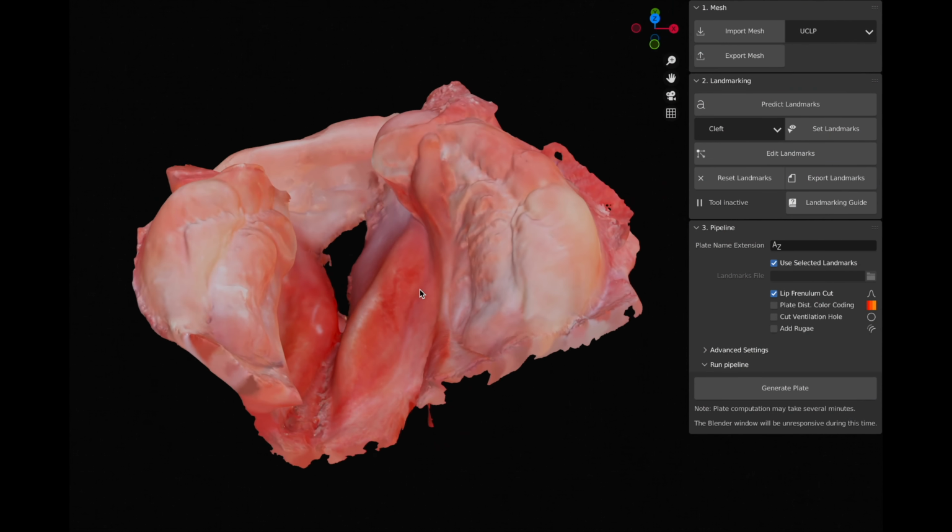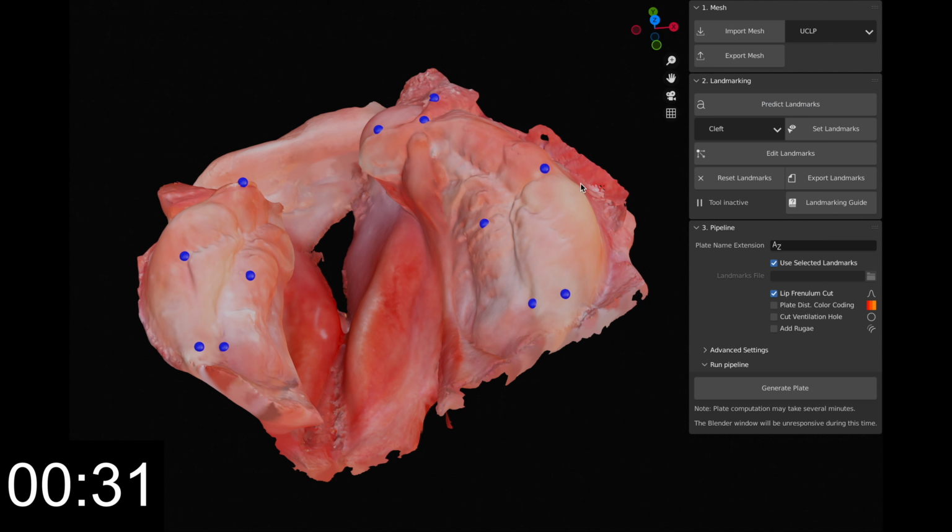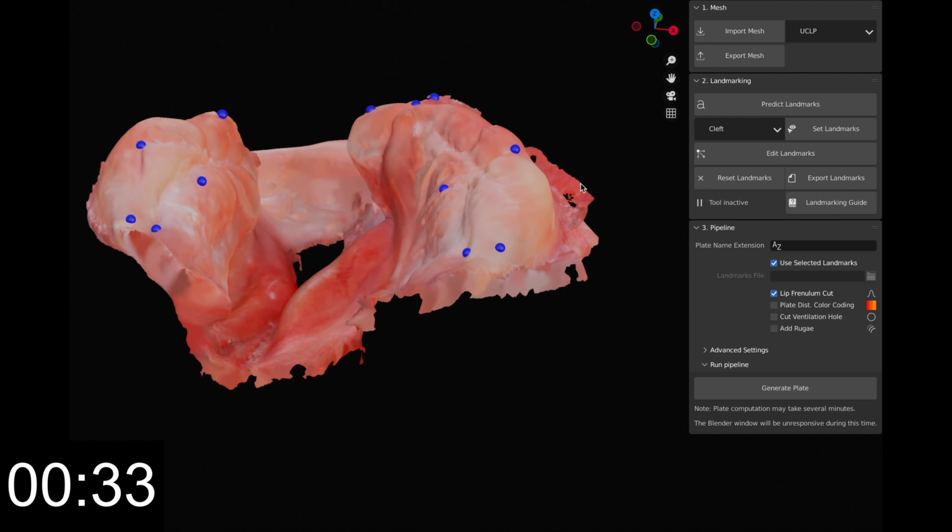We embedded our pipeline into a simple graphical user interface in Blender to extend its accessibility to the general medical community. No expertise is required for the usage, and the computations take only approximately 3 minutes.